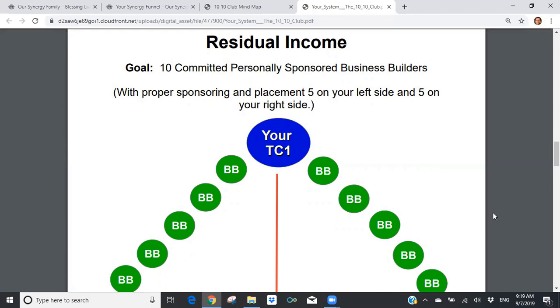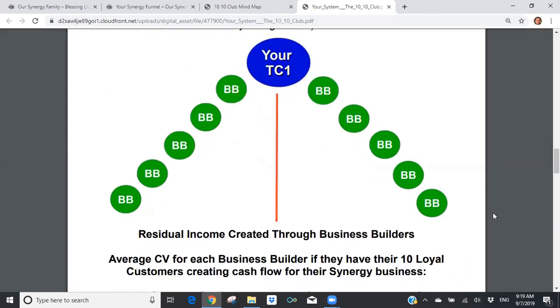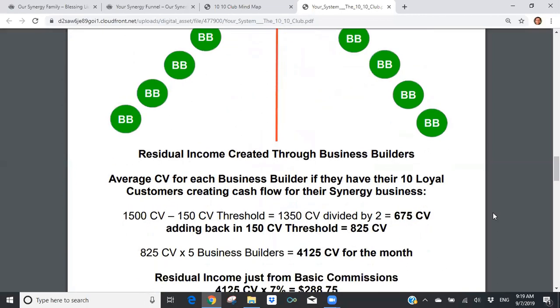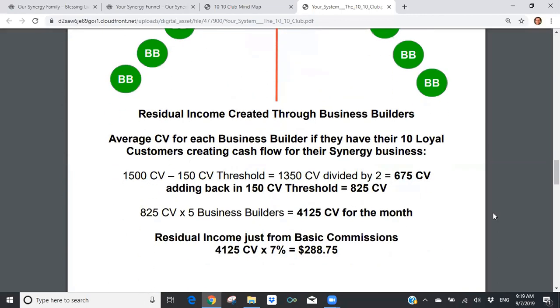So if you're able to begin to bring people into your Synergy business, people that you've personally sponsored, the first thing that you want to do is help them create their customer base. Now, we've talked about what that represents to them from a cash flow standpoint. Let's now look at what it represents to you from a residual income standpoint: CV in your organization underneath you.